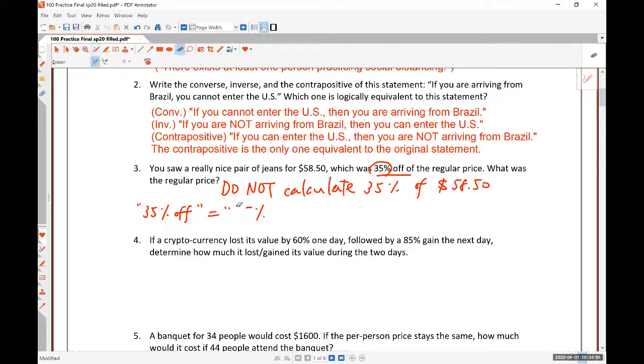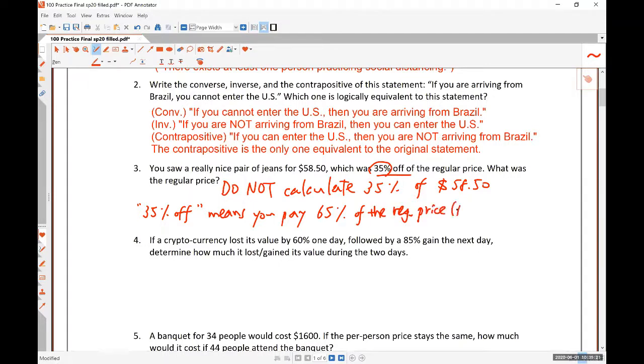So let me just say this in the correct way. 35% off means that you pay what? 65%, because the total is 100%. You pay 65% of the regular price.